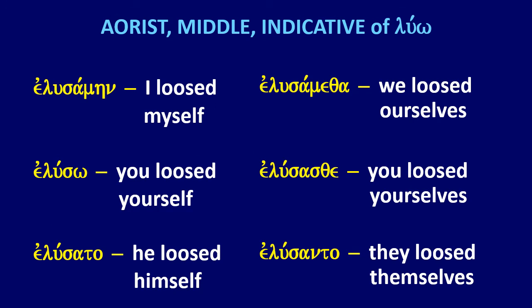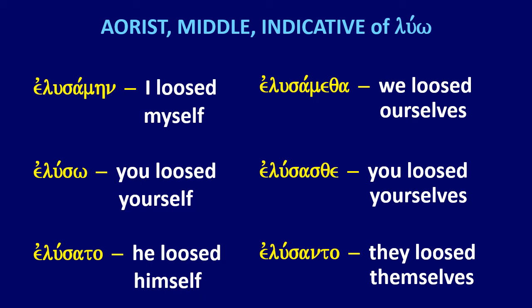Now here's the paradigm for the first aorist middle voice indicative mood form for luo. And you'll notice that I've put a gloss up there as well. And now with the middle voice, remember that it is the voice of self-interest. That's the basic idea. It's not necessarily reflexive, though it often is. And it could also be translated here in these glosses. I loosed for myself, or you loosed for yourself, or he loosed for himself, that sort of thing.